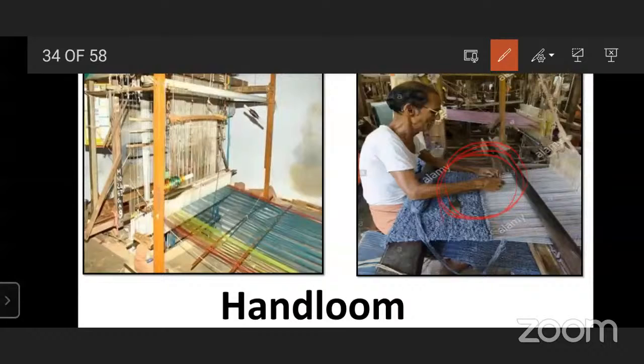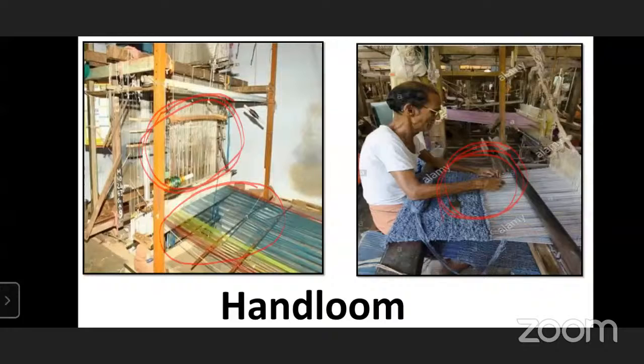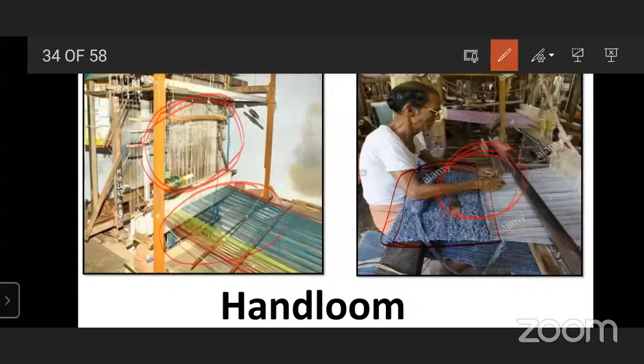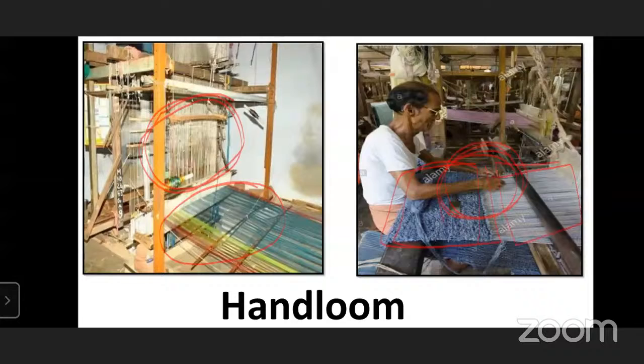Here, the threads, the yarn, are there. The yarns are colorful so that at the end we will get colorful cloth. You can see here in this picture, children, the cloth is coming out, and here you can see the yarn. So this is a hand loom machine for getting cloth on a large scale. We want big cloths, so we use the machine. The first machine we have seen is the hand loom.